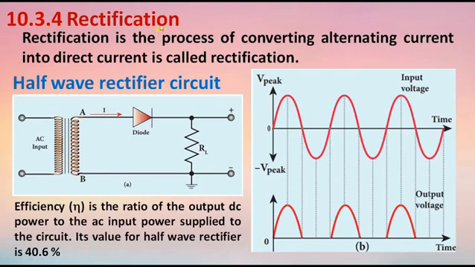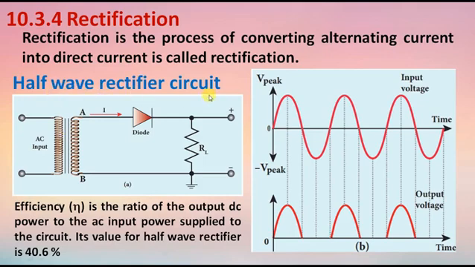Good morning, students. Now we are going to see rectification. Rectification is the process of converting alternating current into direct current. The rectifier is divided into two types: one is the half wave rectifier and the other is the full wave rectifier.